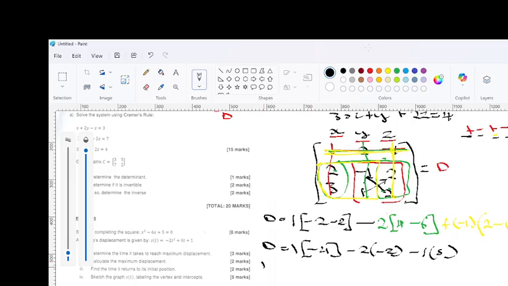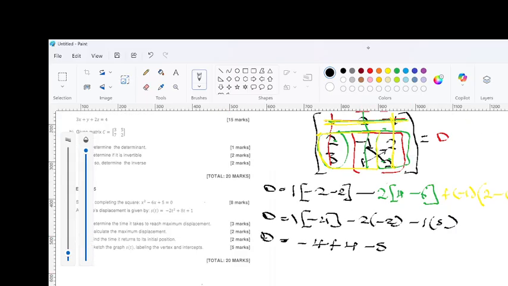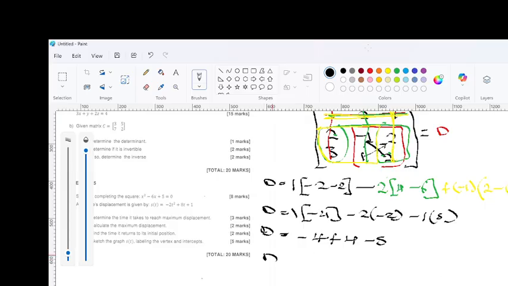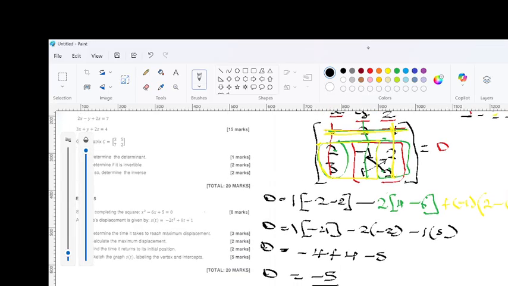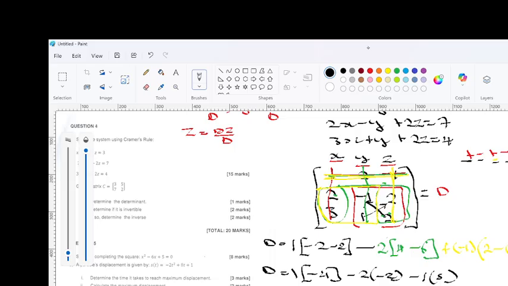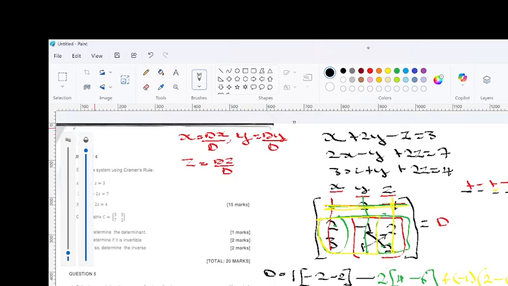So from there, our determinant is equal to 1 times -4, that is -4. Then -2 times -2, that is going to have +4 here, because negative times negative is a positive. -1 times 5, that is -5. So our final determinant D equals -4 plus 4, that is 0, minus 5, that is -5. So -5 becomes our determinant for the whole system. Now that we know the determinant for the whole system, let's move to the determinant for x, the dx. Okay, so now how do you find dx?